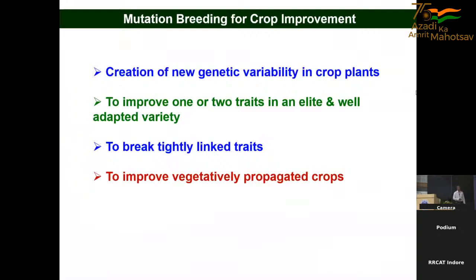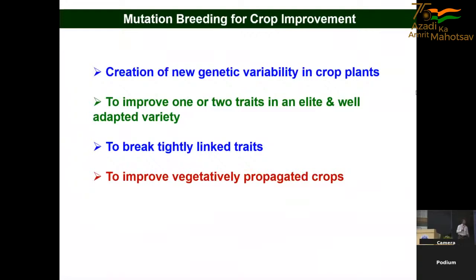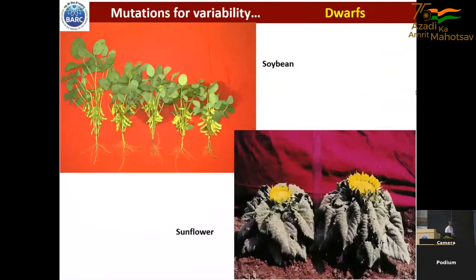And to improve vegetatively propagated crops like banana and other crops where recombination is not possible to create genetic variability, radiation-induced mutation is the only way to improve them. So this shows how radiation plays a key role in genetic improvement of crop plants.